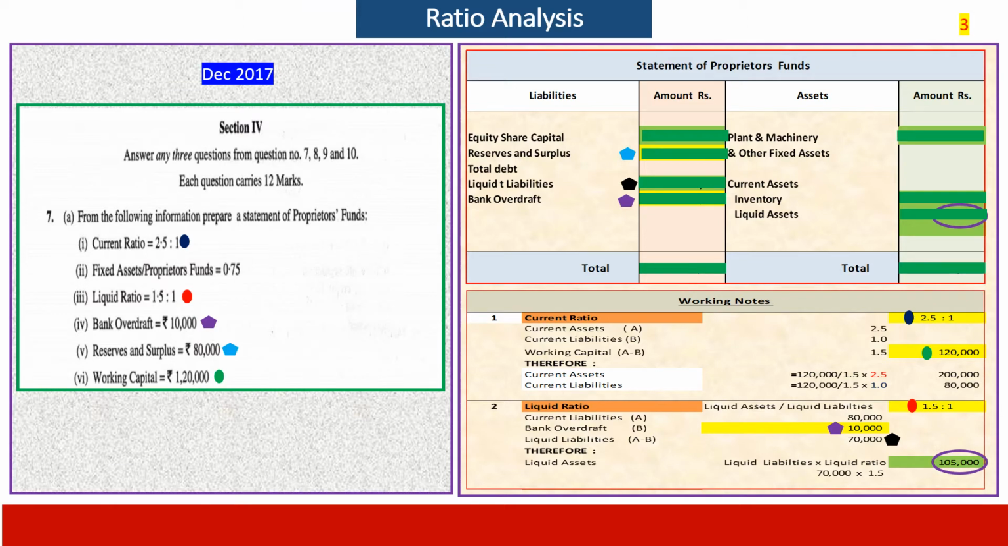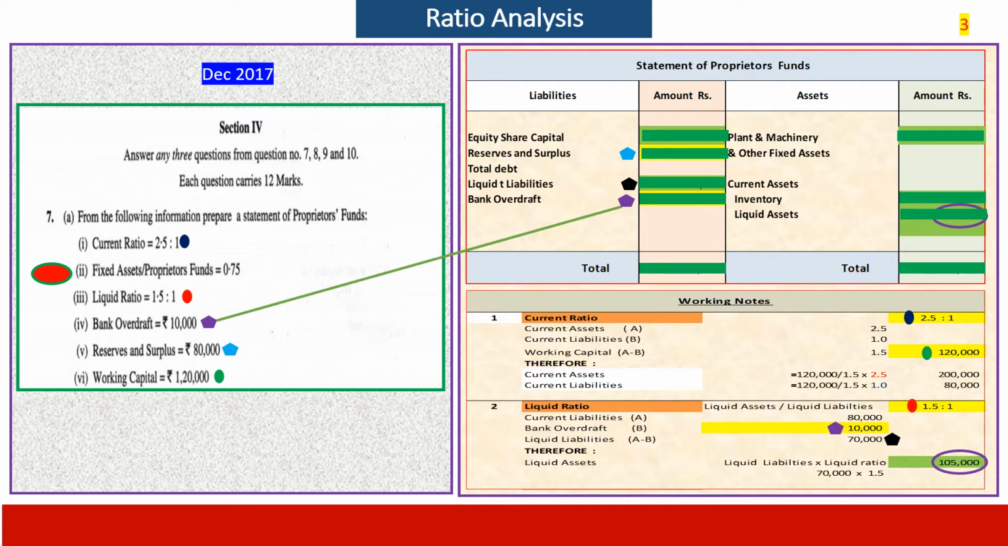We are taking up the problem of December 2017. As a first step, we will be posting the figures either into working notes or into the statement of proprietors' funds proper, so that everything is put in its place before we start working on derived figures. The current ratio 2.5:1, we take to working notes. Proprietors' funds and fixed assets, we will take up subsequently because it comes in the second stage. Liquid ratio, we will take into the working of liquid ratio under working notes.